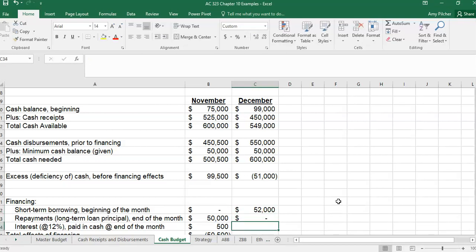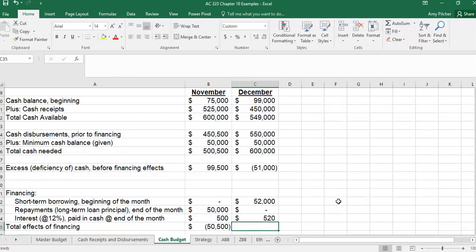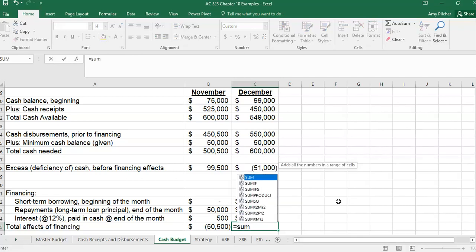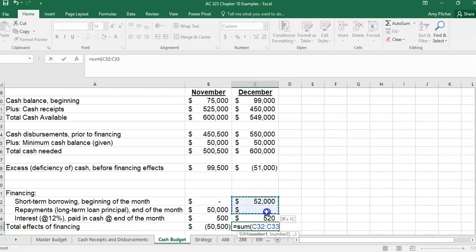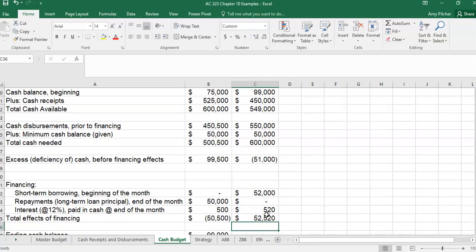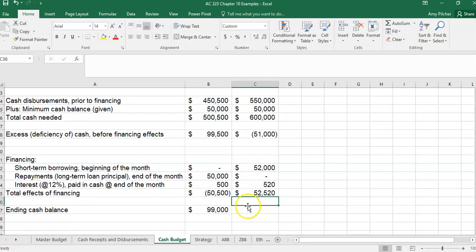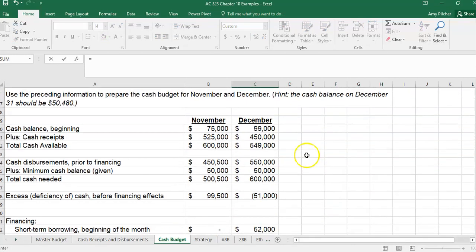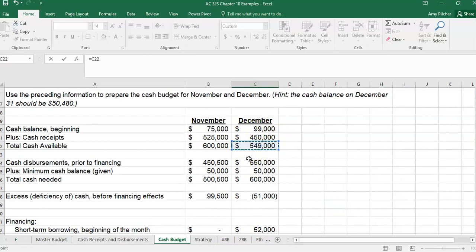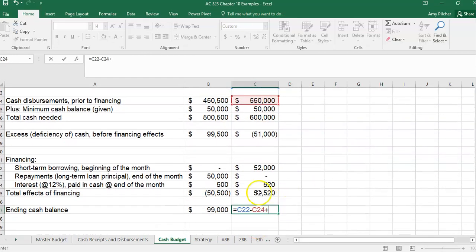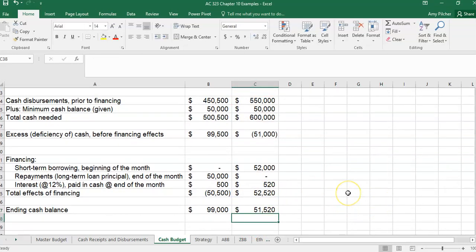We have 0 in repayments due. We'll have $520 in interest. So our total effect of financing, and this is money coming in, add that together. Therefore, our ending cash balance at the end of December is going to be cash available minus cash disbursements plus our total effects of financing.